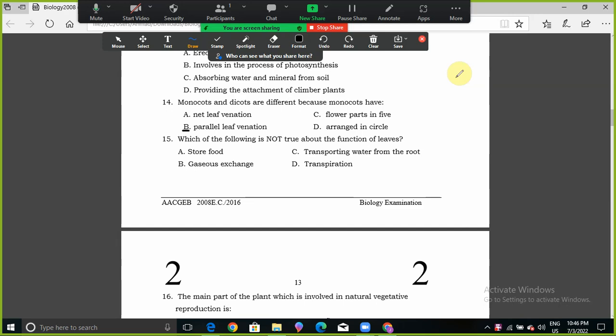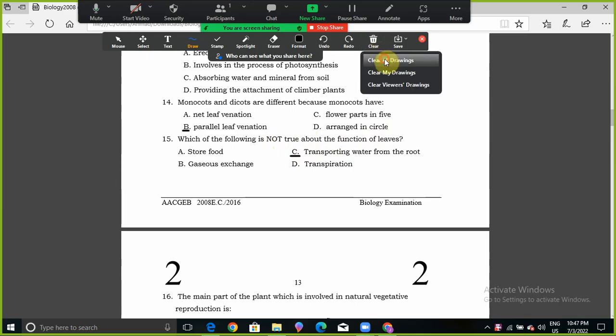And the statement that is not true about the function of leaves is in choice C, which says transporting water from the root. No, it's not from the root, because the leaf is in the shoot system, which is above the ground. It's not in the root system. So the answer which is not true about the function of leaves is C.